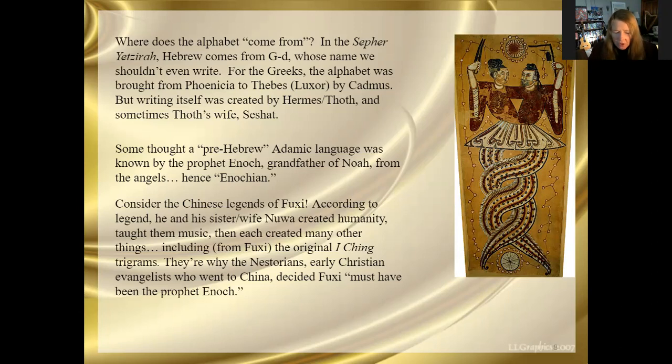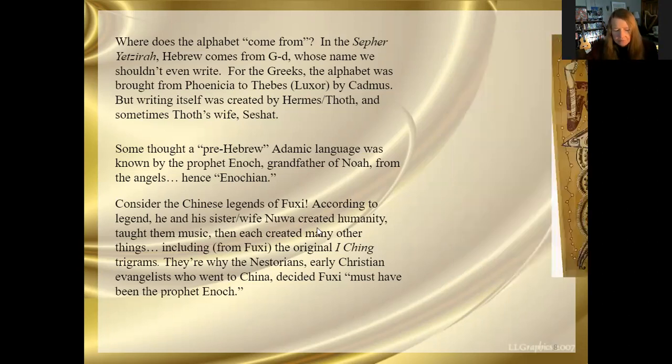But one of the things that Fuji did when he and his sister, after they've created humanity, is they each start creating things, and Fuji, according to some stories, creates the trigrams of the I Ching. So the Nestorian Christians learn that, and they think, oh, that must be the Chinese name for Enoch.